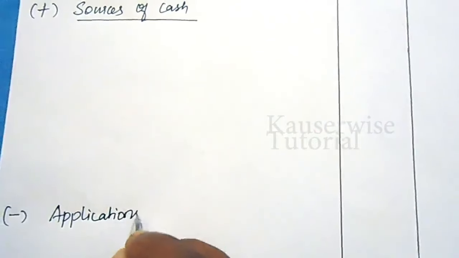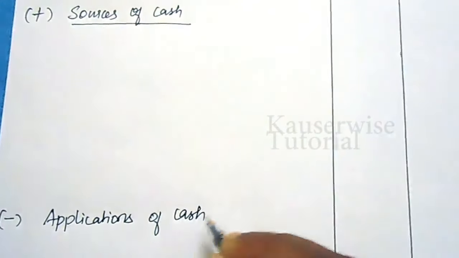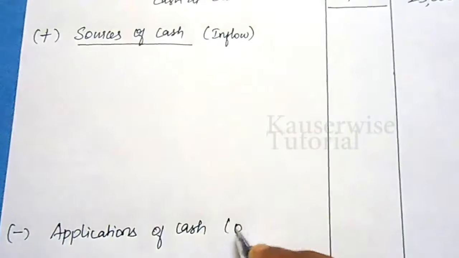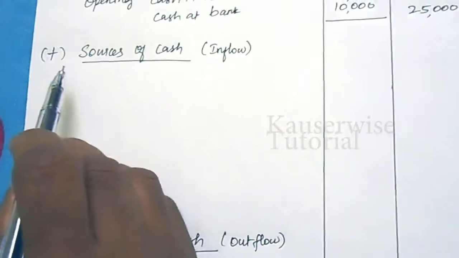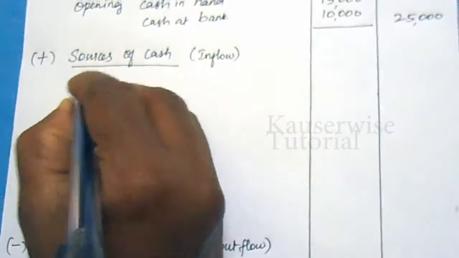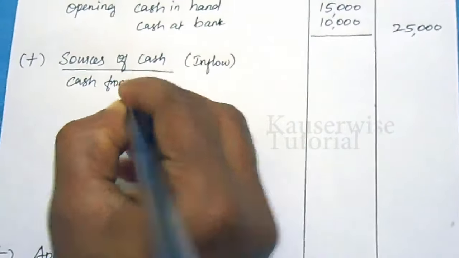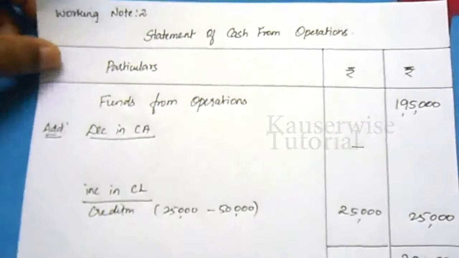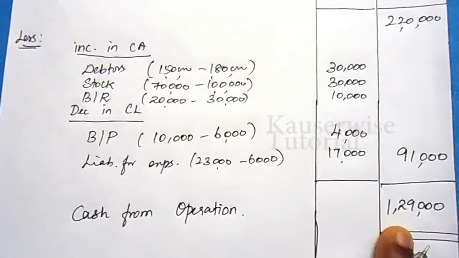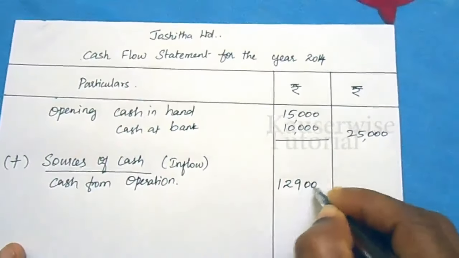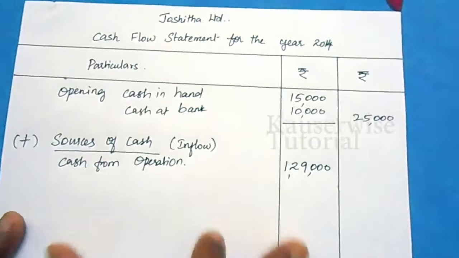Now you need to add sources of cash and you need to subtract applications of cash, that is inflow of cash and outflow of cash. See, under sources of cash, first thing you need to write the internal sources, that is cash from operations, that we have calculated now. According to statement of cash from operation, what is the answer? Cash from operation 1,29,000. No, it is an internal source of cash. 1,29,000. Apart from this, some other sources also there.